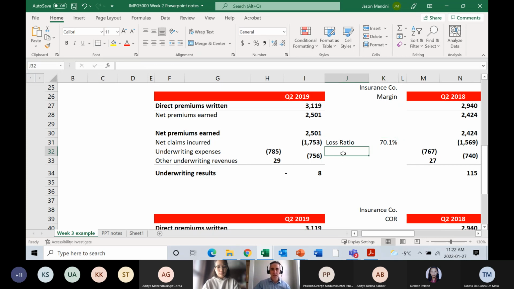And then we look at the expense ratio. Same idea. We look at the total amount of net expenses. I say net expenses because there's a small amount of other underwriting revenues. Don't get confused by this. In any of the examples that I give, I'm always going to give you the net underwriting expense number. Now remember, this includes commissions, underwriting expenses, and taxes.